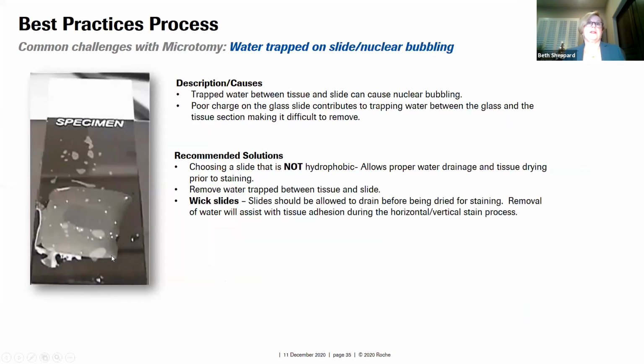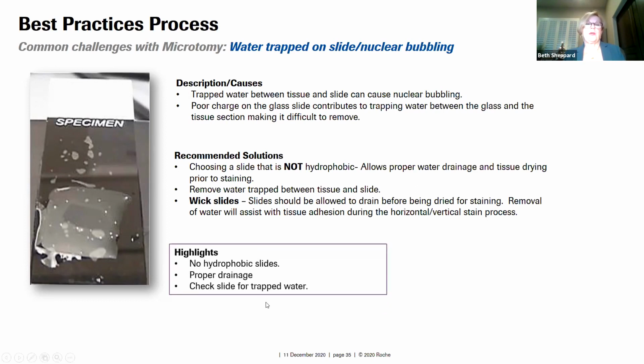We want to make sure that water is not trapped between the tissue and the slide, because once we put this in the actual slide dryer, it can bubble, and it can actually cause nuclear bubbling. You want to choose slides that are not hydrophobic, and you want to make sure you wick your slides. In other words, draw that water off your slide, either horizontally or vertically, before it goes into the staining process. So make sure of proper drainage, and check the slide for trapped water.